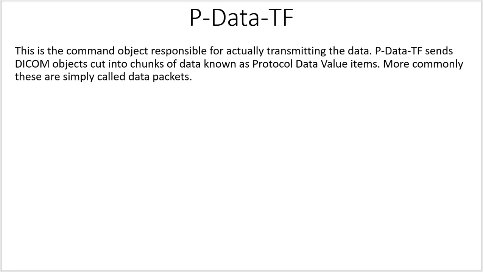PDataTF. This is the command object responsible for actually transmitting the data. PDataTF sends DICOM objects cut into chunks of data known as protocol data value items. More commonly, these are simply called data packets. So think of a chest x-ray. Now imagine taking some scissors and cutting that chest x-ray into 9 separate squares. Okay, so the whole image doesn't get transferred at once. The left upper corner gets transferred. Then the left upper center, then the right upper corner gets transferred. So these data packets contain the values that make up a piece of the image, like a jigsaw puzzle.